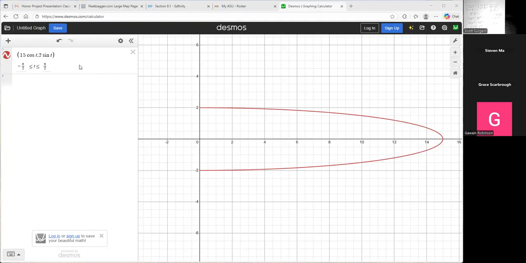And there you go. So you type it in using just parentheses, like you're typing a point. I typed in 15 cos t. So use t for theta, and then 2 sine t. Then you put the bounds in, negative pi halves to pi halves, and you get the right half of the ellipse.